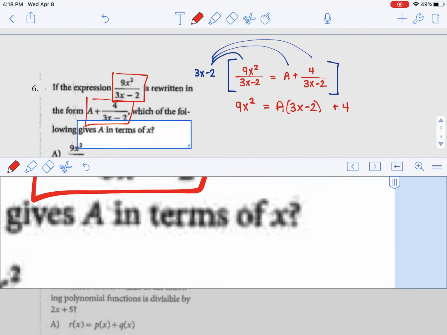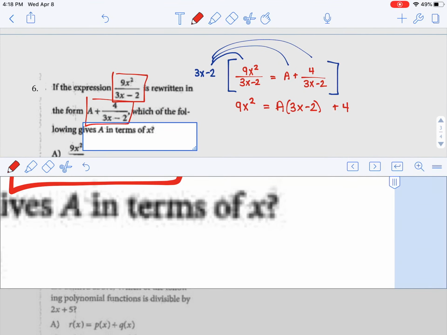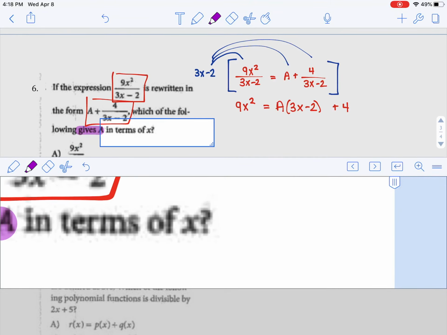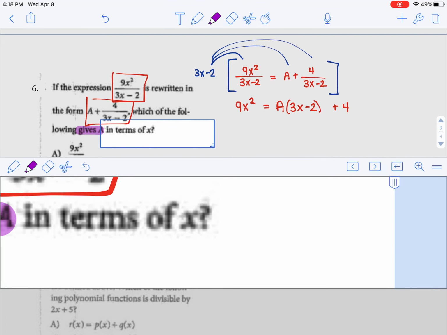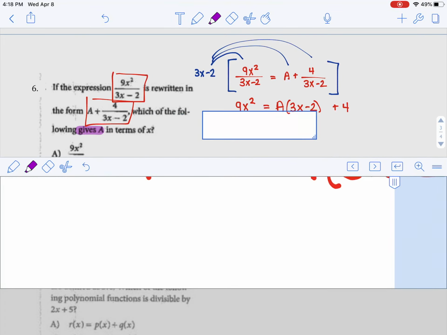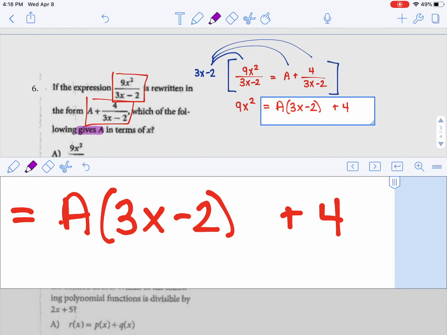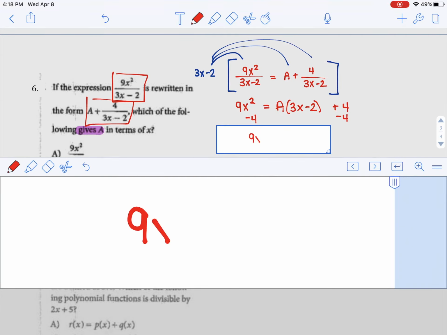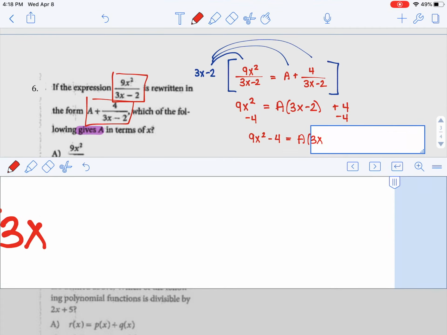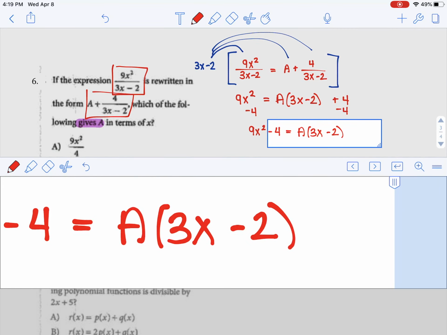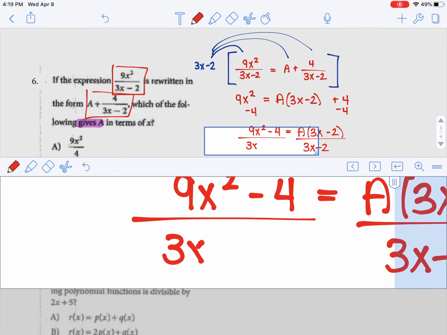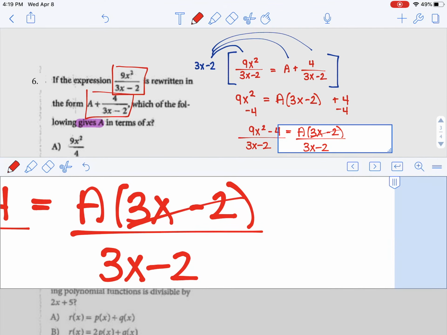All right, now we're not actually going to be able to solve this and get a final numerical answer. It just wants us to solve for a, and then in terms of x just means that x is the additional variable. So basically, my goal is to try to get a alone. So my first step would be to subtract 4. So I get 9x squared minus 4. Okay, then I would divide by 3x minus 2. So these would cancel out.